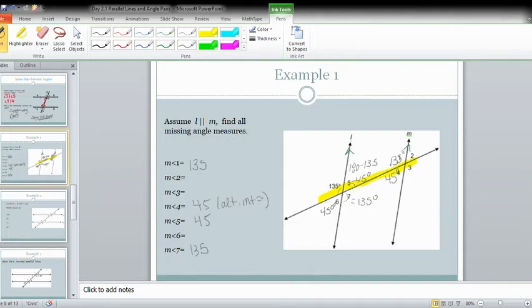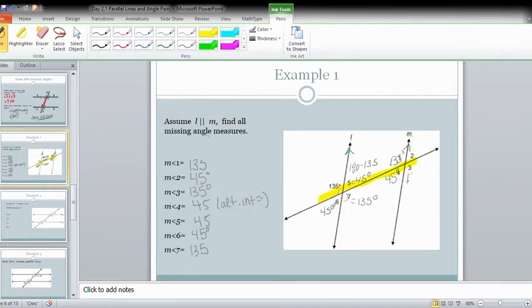So angle 5 and angle 2 are corresponding angles. So angle 2 is going to be 45 degrees. And angle 3 is corresponding with angle 7, so that's going to be 135. And lastly, angle 6, which we figured out earlier was vertical, so that is 45 degrees over here, right?